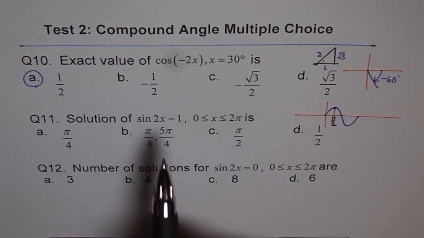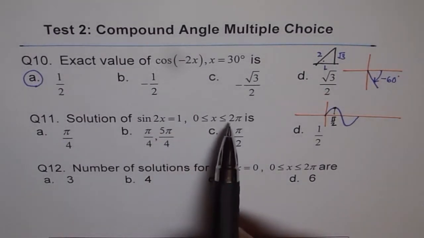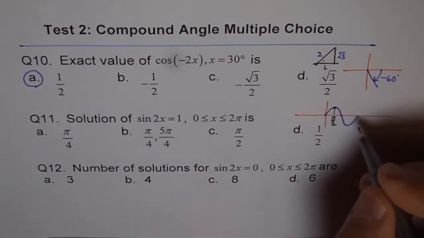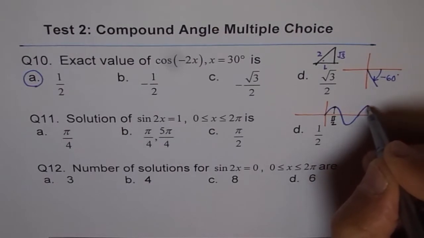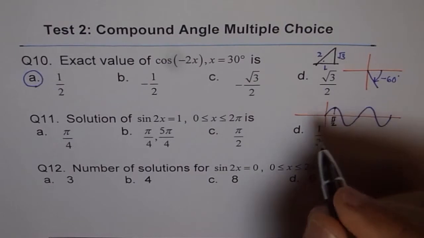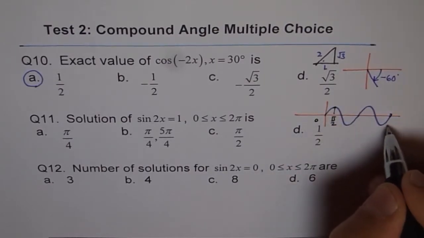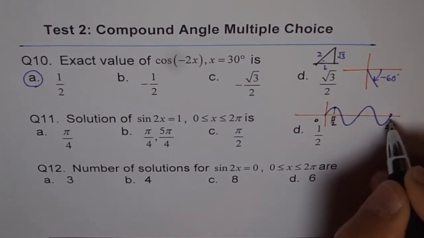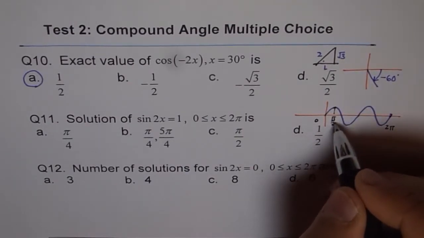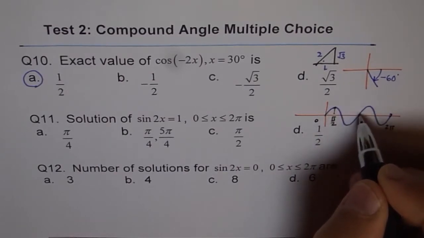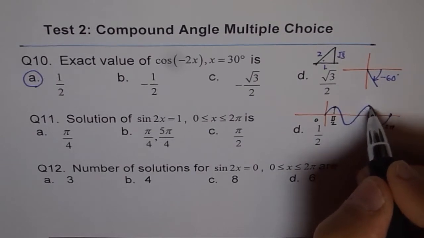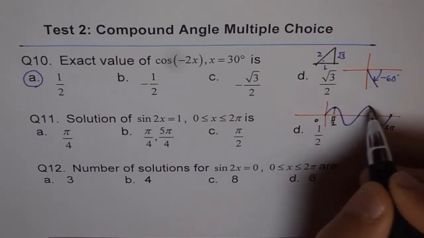But remember, the domain given to us is from 0 to 2 pi. And in this domain of 0 to 2 pi, we'll actually have 2 sine waves. This is 0 for us, and that is 2 pi. We'll actually have 2 waves, not just one. And therefore, this is not the pi by 2 of one wave. So we actually are looking for 2 solutions.